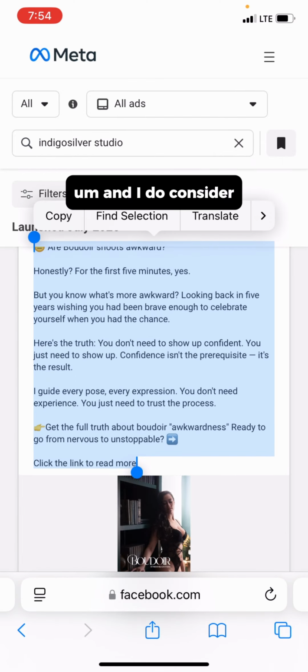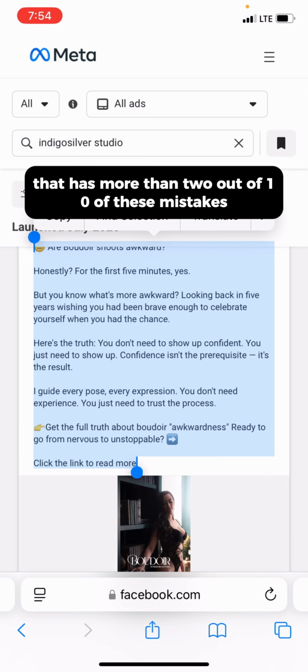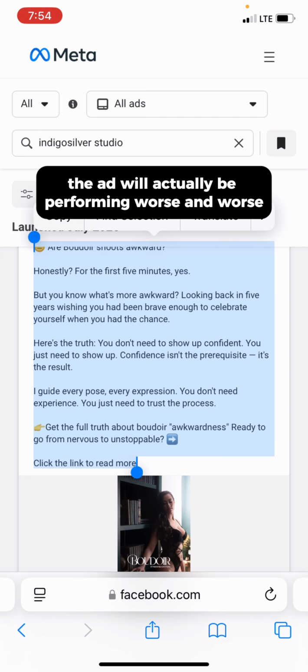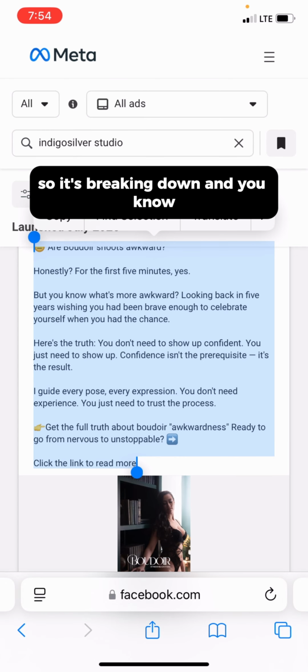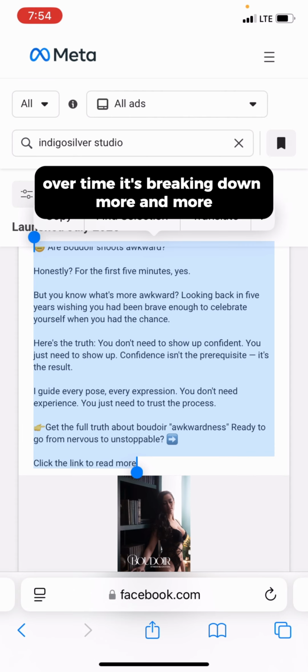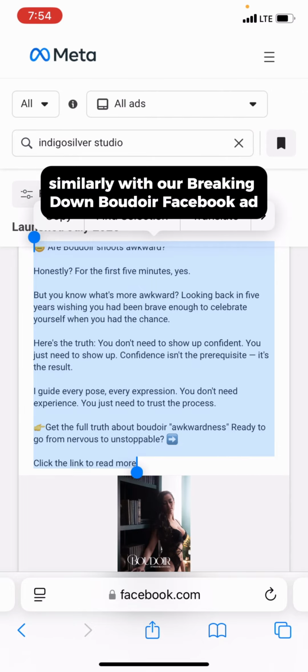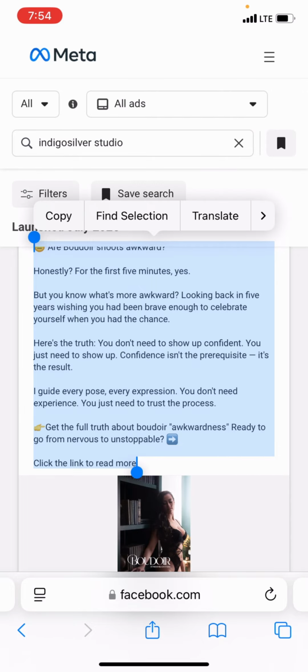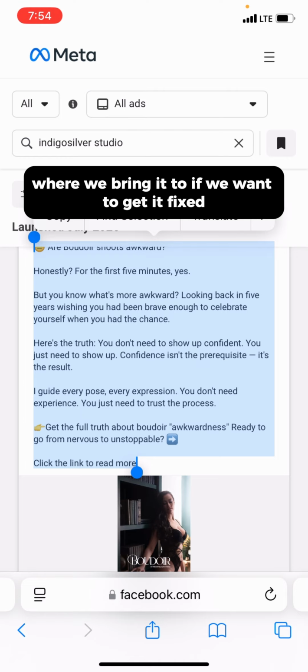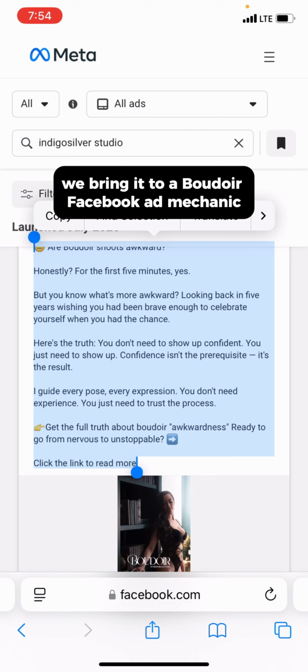And I do consider every boudoir Facebook ad that has more than 2 out of 10 of these mistakes to be a breaking down boudoir Facebook ad, simply because I know the ad will be performing worse and worse over time the longer it runs. If we've got a car that's performing worse and worse over time, where do we bring the car? We bring it to a car mechanic. Similarly with our breaking down boudoir Facebook ad, if we want to get it fixed, we bring it to a boudoir Facebook ad mechanic.